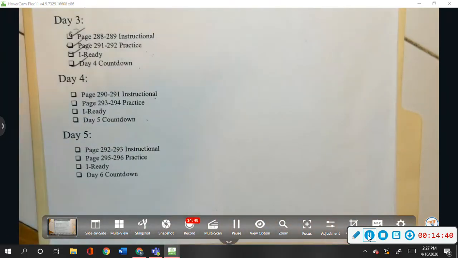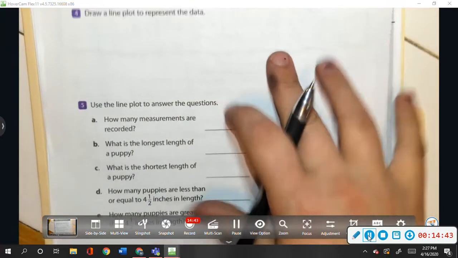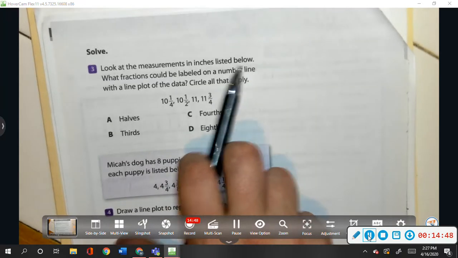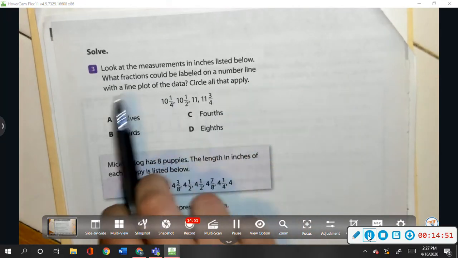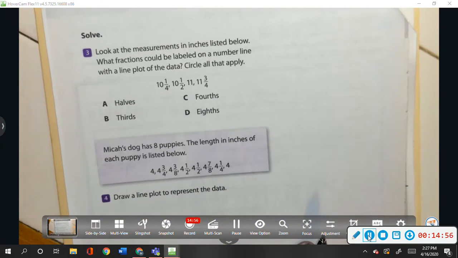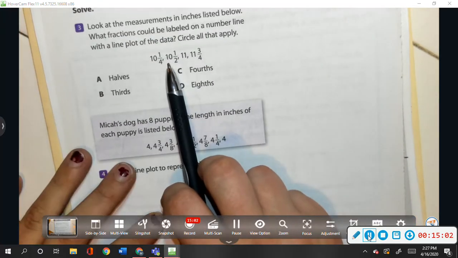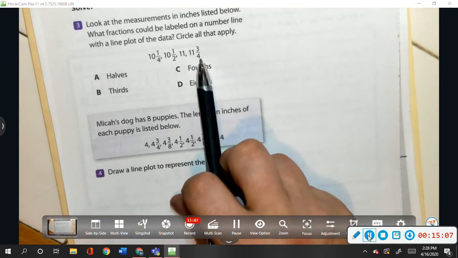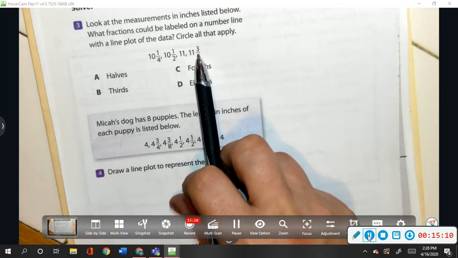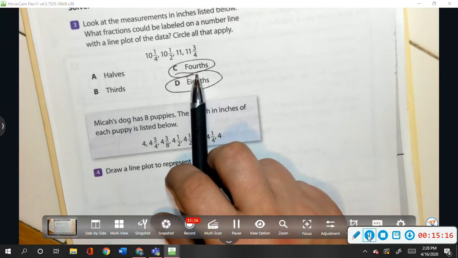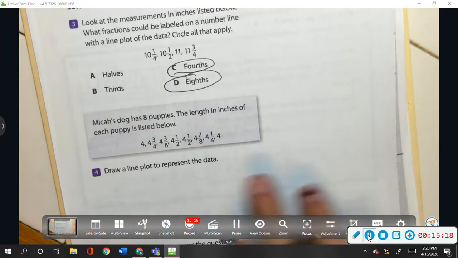Turning the page in our practice book to page 294, we're looking at number 3. Number 3 says, look at the measurements in inches listed below. What fraction could be labeled on a number line with a line plot of the data? Circle all that apply. So looking at the data, we could do it in fourths or eighths because we can't make this fourth a half. So we got to take our smallest units. So we only have 2 units here that are smaller than a half. And that would be our fourths and eighths.